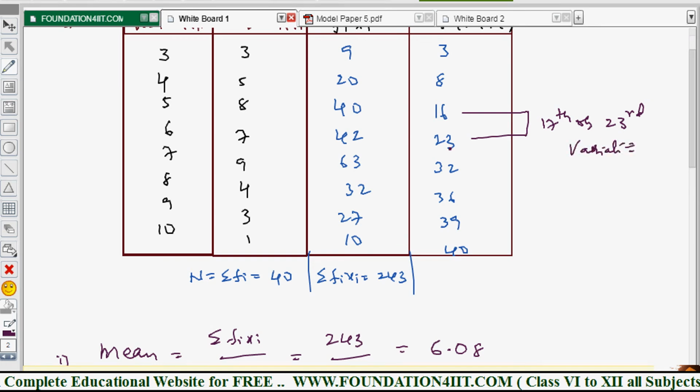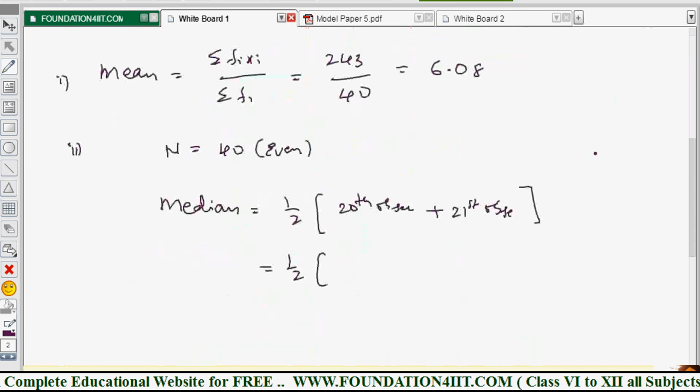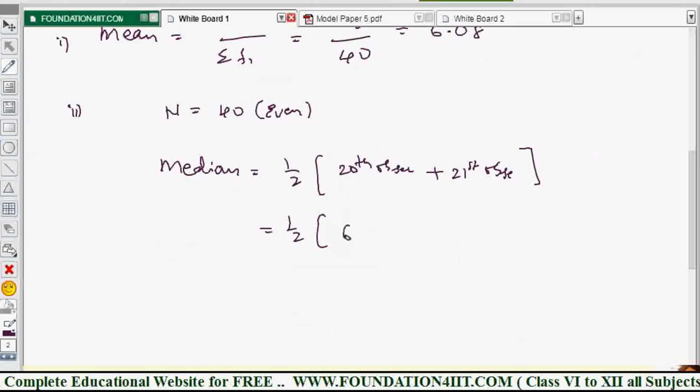is equal to the same line, we have the 6. After 16, 17 to till 23rd is 6 only. That means both are 6. 20th observation, 21st observation also 6, 6 plus 6. Just add both, 12 by 2. So the answer is 6 itself.